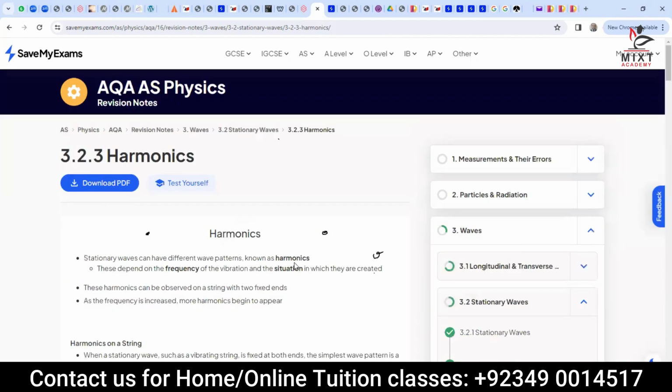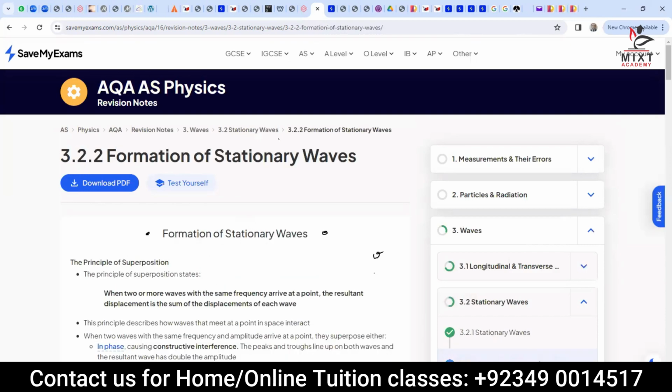Now, first thing is, let's see the formation of the wave first. What is the principle of superposition? How does one wave actually superpose on the other one? When 2 or more waves with the same frequency arrive at a point, the resultant displacement is the sum of the displacements of each wave. Now, what this means is, let's take an example.